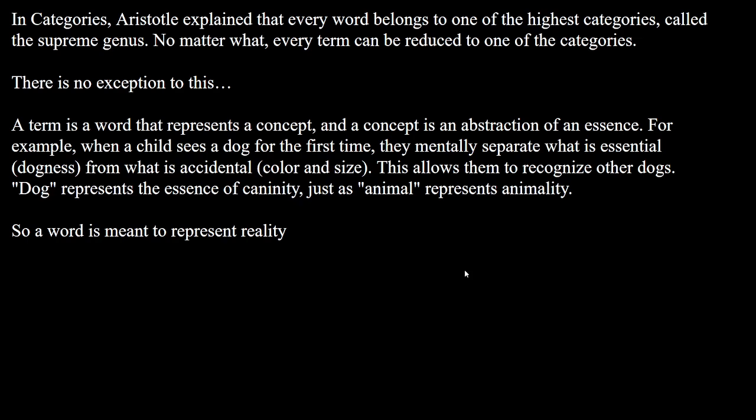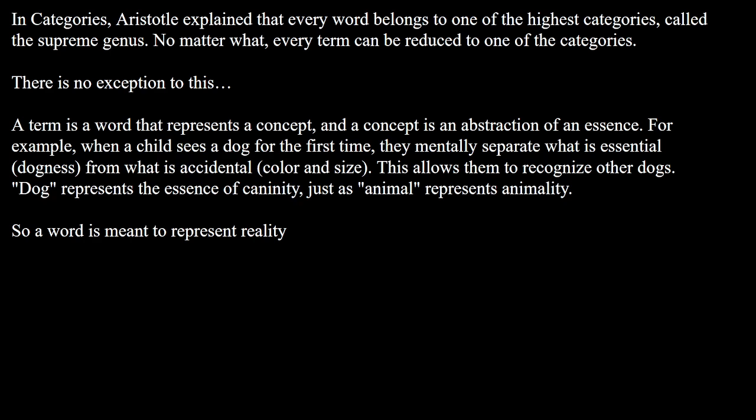And in the Categories, Aristotle explained that every word belongs to one of the highest categories, called the supreme genus, and that no matter what, every term can be reduced to one of the categories. There is no exception to this, meaning that even if you were to speak in another language like Spanish or Latin, the terms are still going to be reduced to one of the 10 categories.